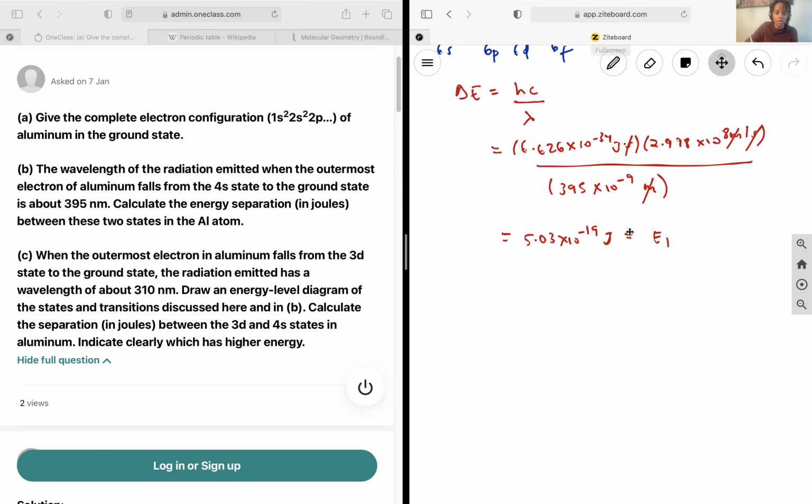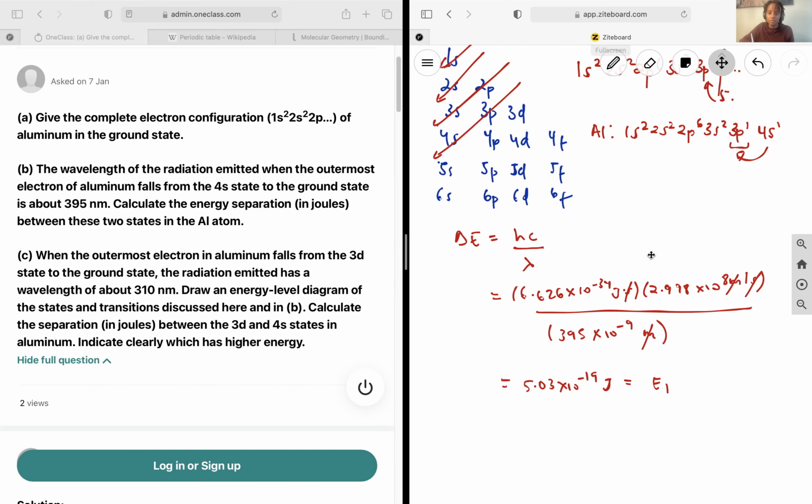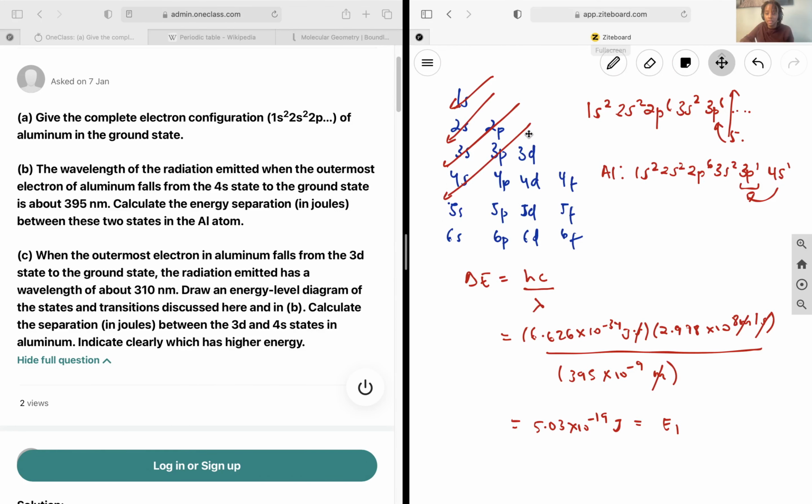Okay. For our next question, we now have the outermost electron in aluminum falls from the 3d state to the ground state. So similar to what we had before, let's say that the last electron wasn't occupying 3p, instead it was occupying 3d. And from just Madelung's rule, we can tell that this 3d orbital is going to be higher in energy than the 4s because it comes after it. And so we can already expect that the energy separation is going to be larger between this 3p and this 3d because the 3d is further away. And so we should expect a value above 5.03 by 10 to the negative 19.